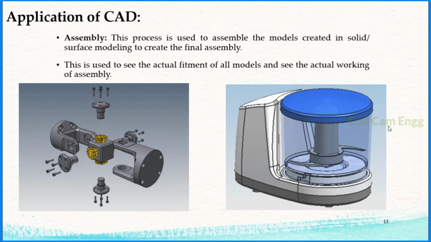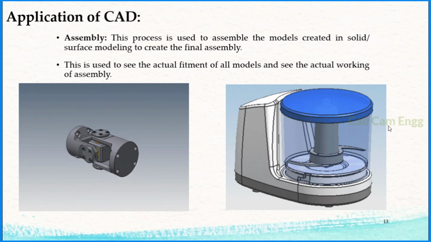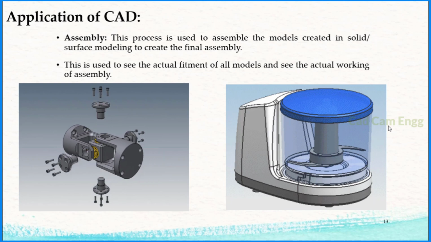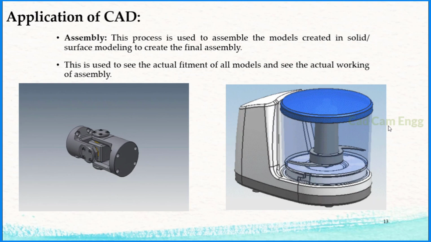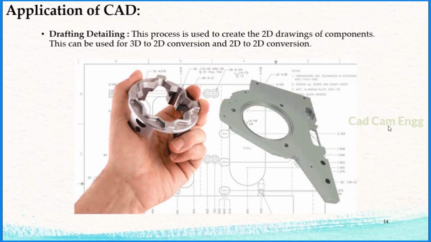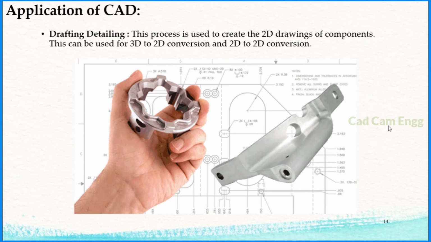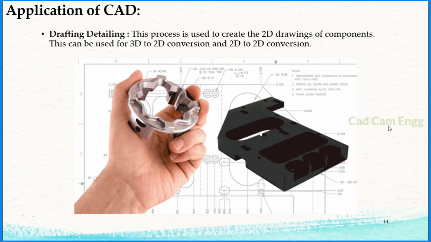So once you create the part model or surface model, then the final stage is we want to assemble step by step. After assembling only we can see how the function of the particular model works. Then next, this is most important for industry people. This is what we call drafting or detailing.